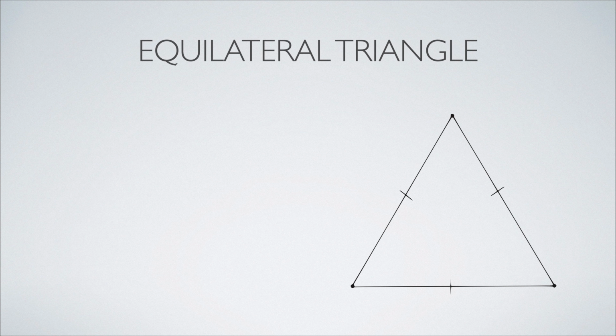Now, our last type of triangle here is a special type of isosceles triangle called an equilateral triangle.